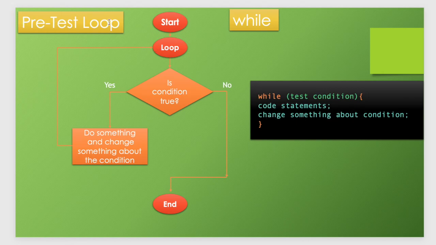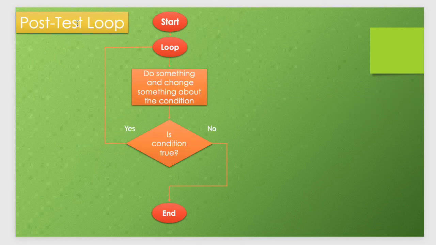If we have a pretest loop, it would stand to reason that we also have a post-test loop. In a post-test loop, the condition is tested after the loop's body. We'll do something, change something about the condition, and then check the condition. If the condition is true, then we loop again. Do something, change something about the condition, check the condition again, loop again. We keep that loop-de-loop until the condition is false, and then we exit the loop.